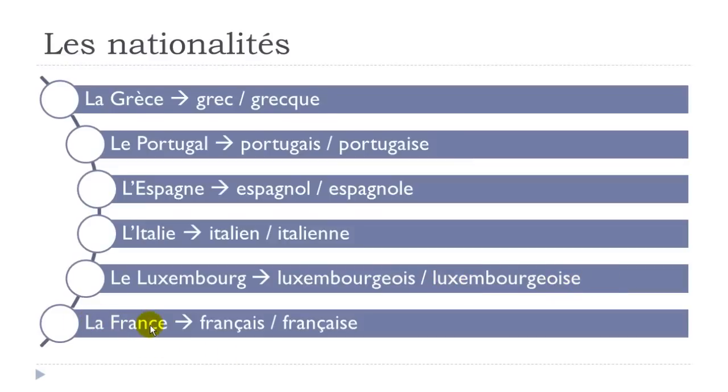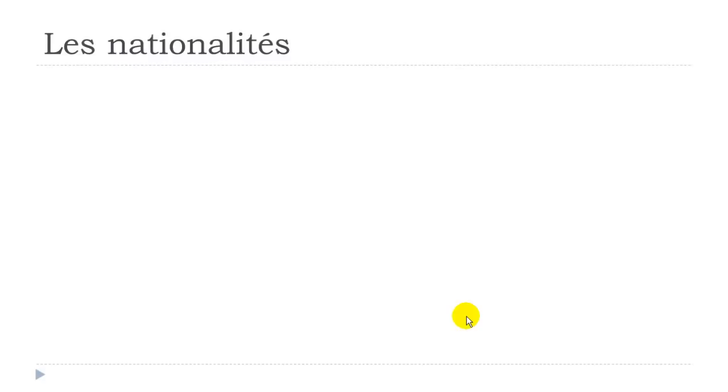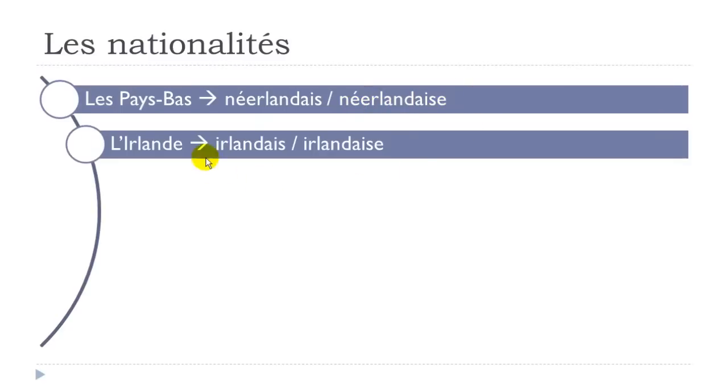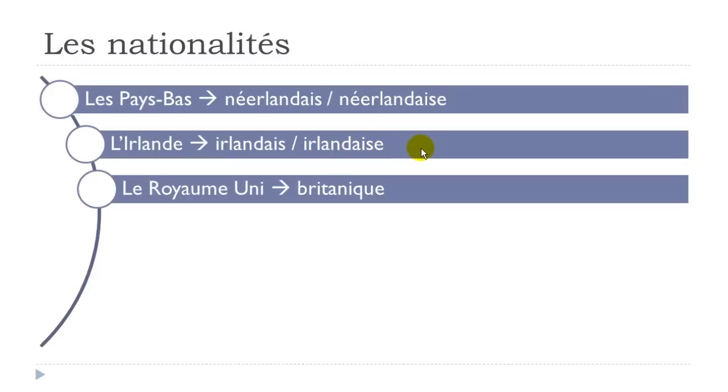Then, la France, français, française. Okay, c'est, and then seize. Okay, français, française. All right, it continues. Les Pays-Bas, néerlandais, néerlandaise. Néerlandais, néerlandaise. Okay. L'Irlande, irlandais, irlandaise. Le Royaume-Uni, britannique. Okay, only one form, whether it's masculine or feminine, britannique.